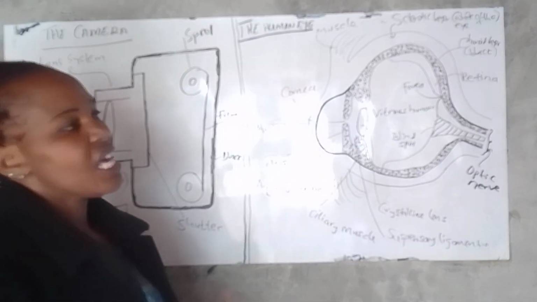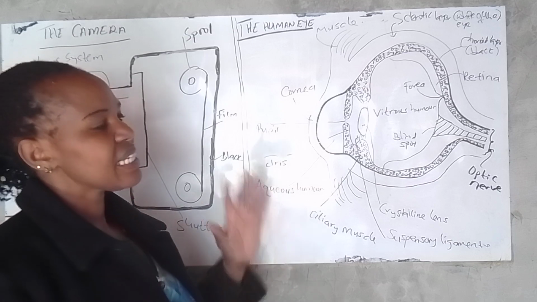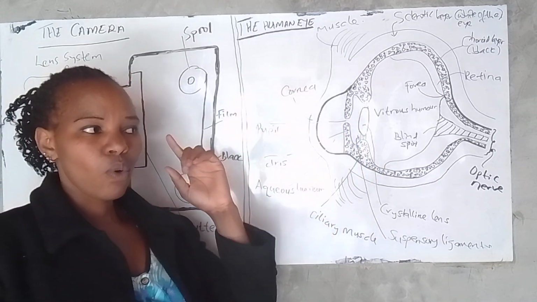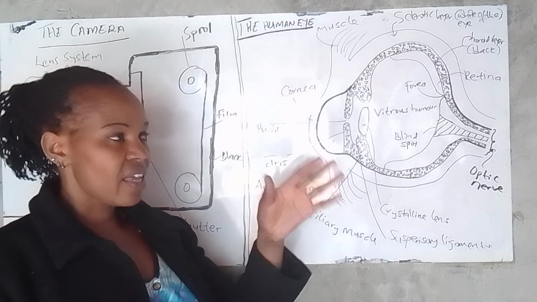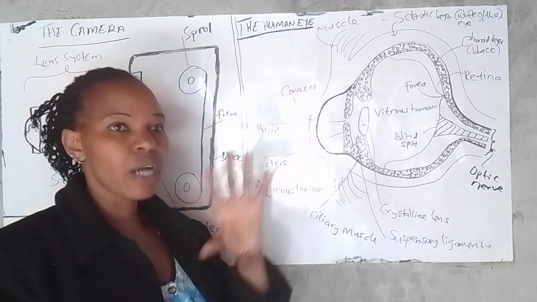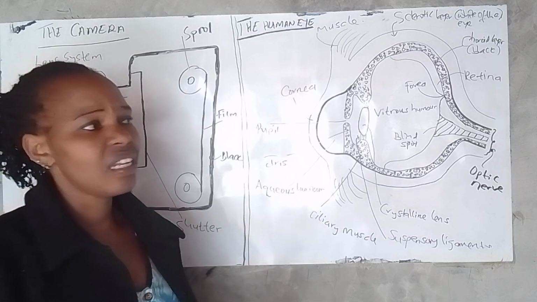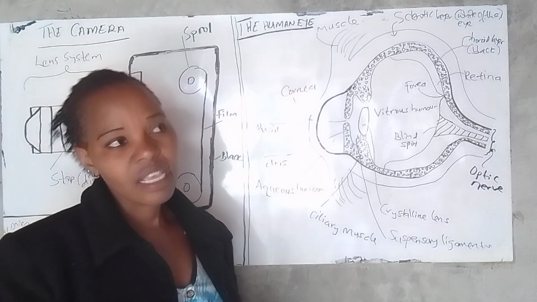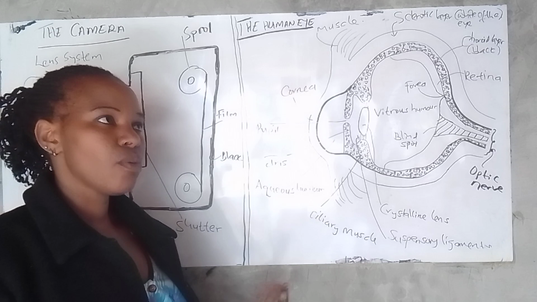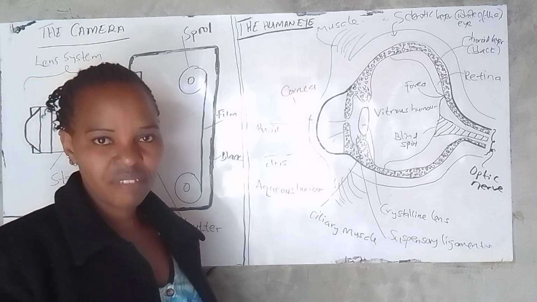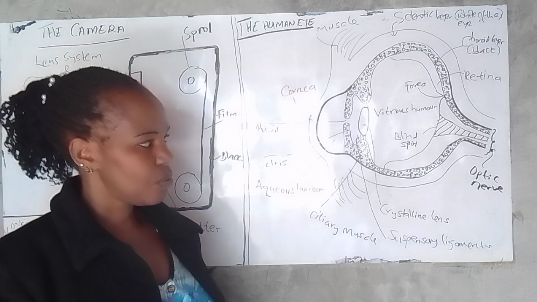Now the opposite of the near point is the far point. The far point is the farthest point where the eye can see without any form of assistance, meaning without a microscope, without a stethoscope, without glasses. The near point is normally around 20 to 25 centimeters. The farthest point is infinity. You can see as far as you can.